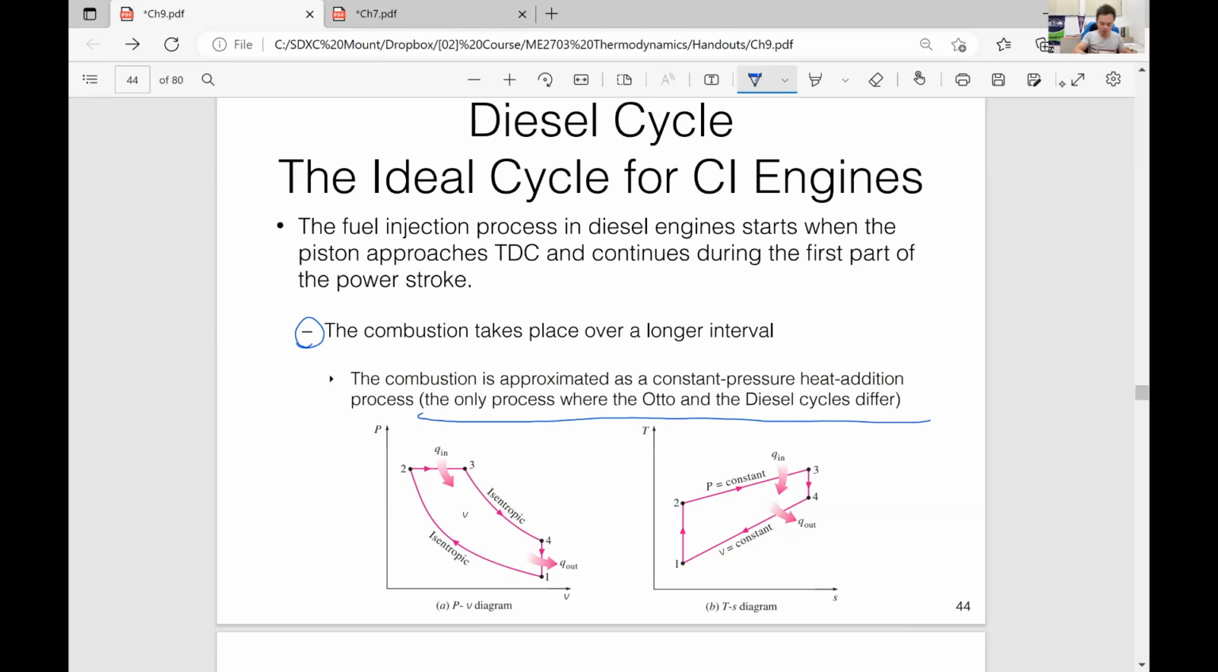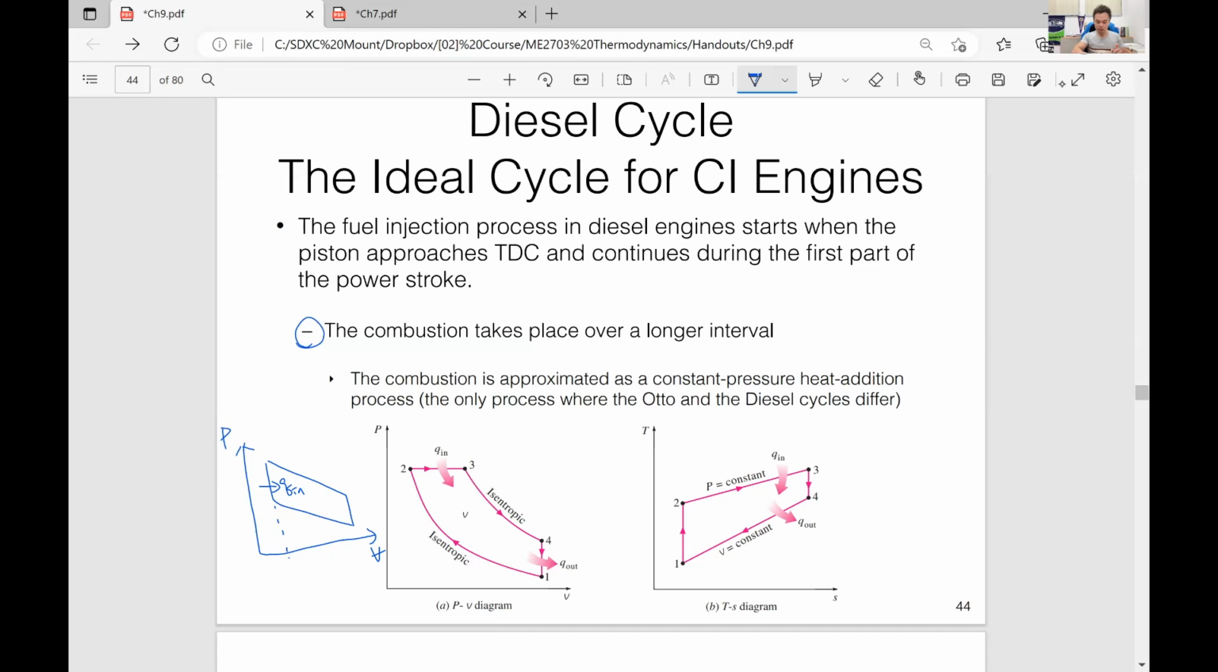So for the PV diagram of an Otto cycle, the heat addition process is constant volume, right? This is a constant volume. But in a diesel cycle, this heat addition process is constant pressure. This is the only process where the Otto and the diesel cycles differ. So don't forget this.